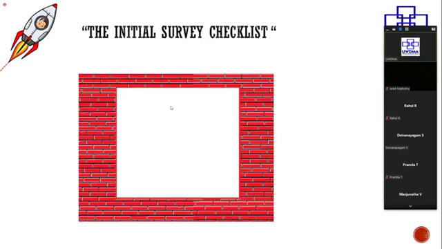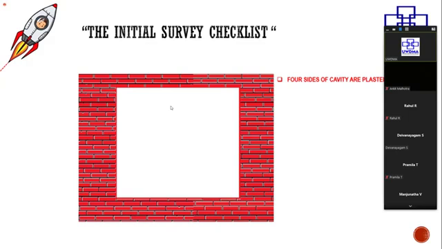So as I've told you, the initial survey is very important. Before you start making your windows, first you must do the initial site survey. So what are the things that you must see and notice while taking the initial site survey?